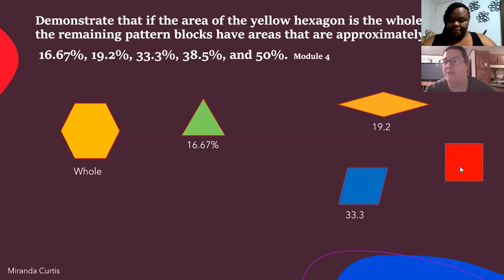Everybody knows what a square is. It's got 4 sides. They're all equal. You think it's going to fit in there. It's better than the other one, but we only got 38.5%.